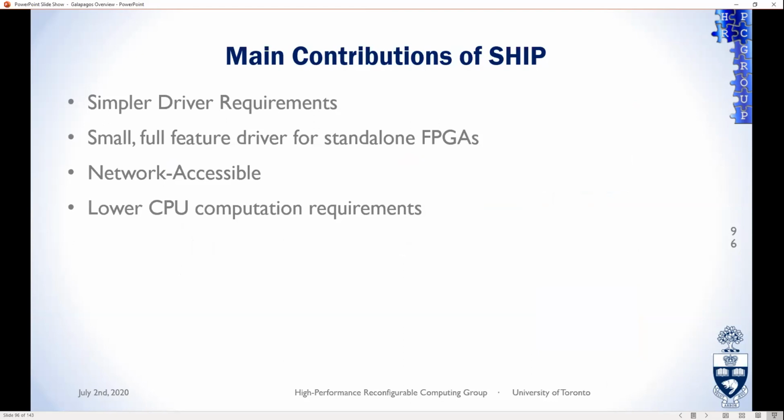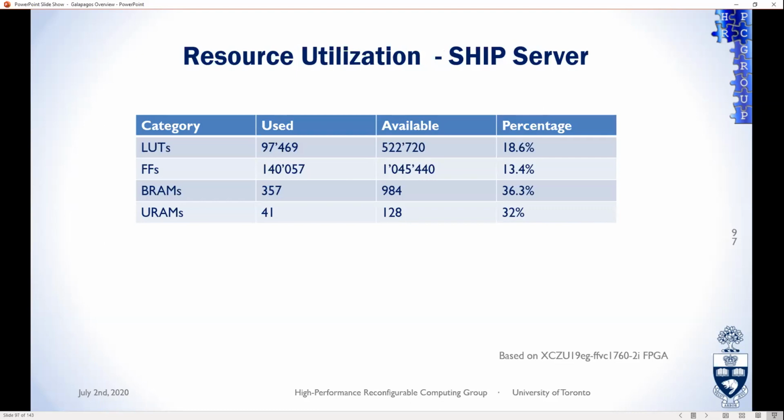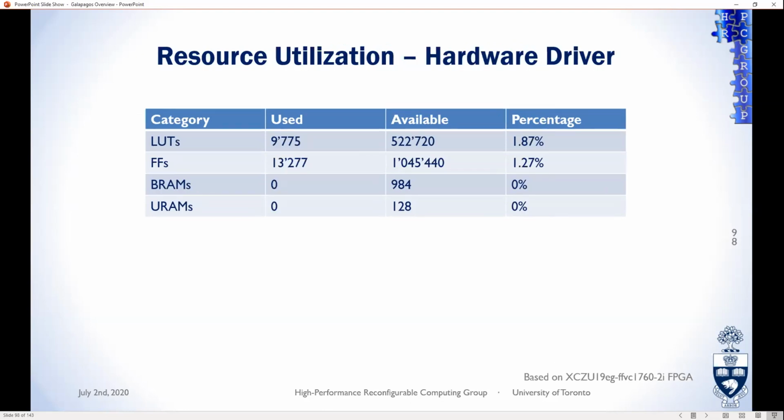In CPUs, since much of the compute is offloaded and ASICs can be used, the computational requirements drop. This is the resource utilization of the SHIP server itself. Less than 20% of on-chip logic and 40% of on-chip memory is used. There's plenty of room left over for future improvements of this system. But of more interest, perhaps, is the utilization of the driver IP that is added to the user's shell, which we aim to make as small as possible. Logic utilization is under 2% for this IP with the XCZU19EG FPGA.